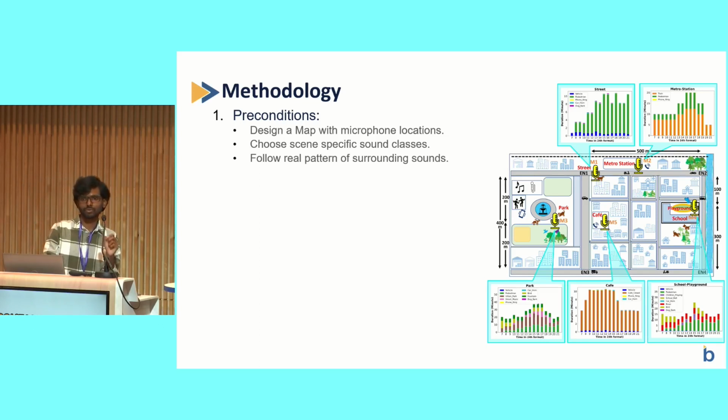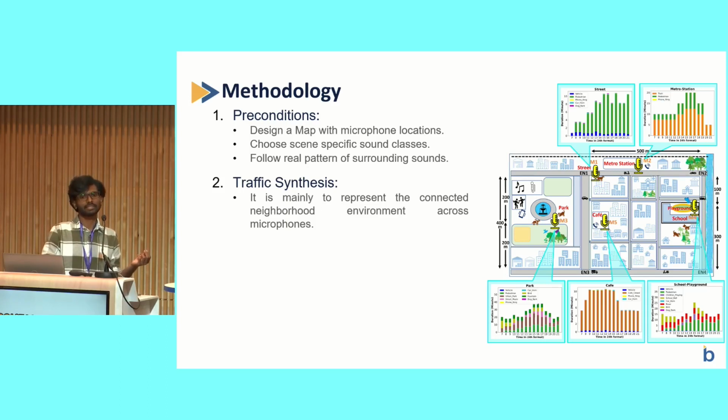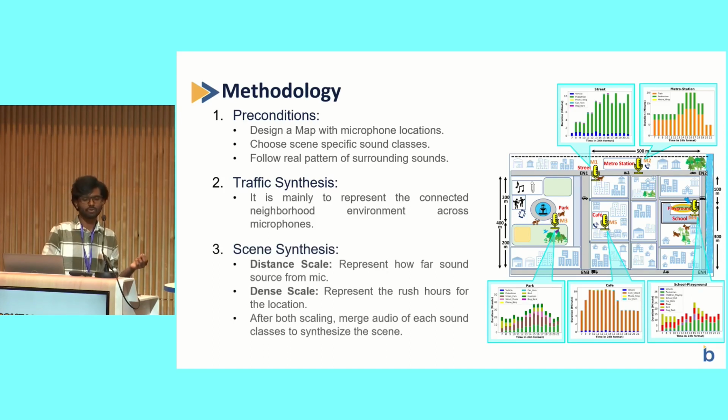To create that, we select scene-specific sound classes from previously published datasets, and we follow real-world surrounding sound variation patterns. On top of that, we go for traffic synthesis, which represents the connected neighborhood environment. Then at the end, we go for scene synthesis, which synthesizes a particular scenario at one microphone location, where we consider distance scaling first, representing how far the sound source is from the microphone location, and second, density scaling, representing how much rush hour the particular scenario is in.